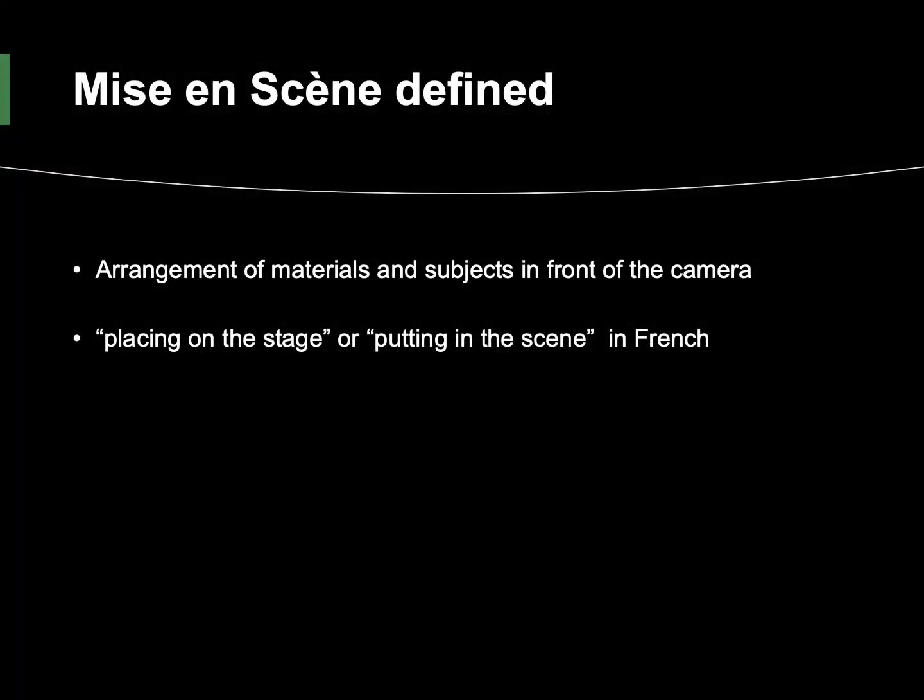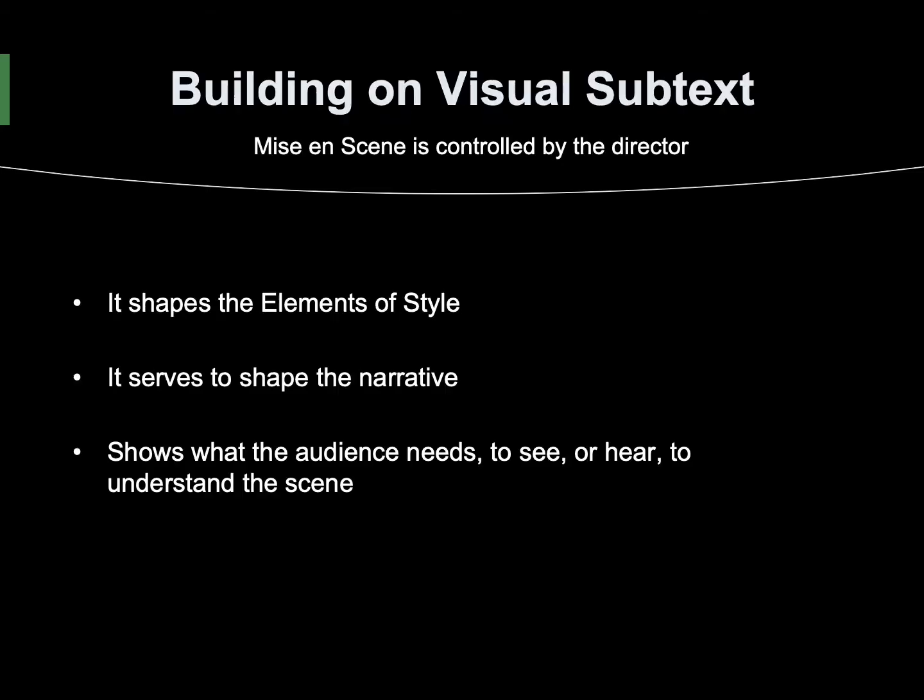Mise en scène is defined as the arrangement of the materials and subjects in front of the camera, meaning placing on the stage or putting into the scene in French. We're going to be building on visual subtext that we talked about last week. Mise en scène is controlled by the director. It shapes the elements of style, it serves to shape the narrative, and shows what the audience needs to see or hear to understand the scene.